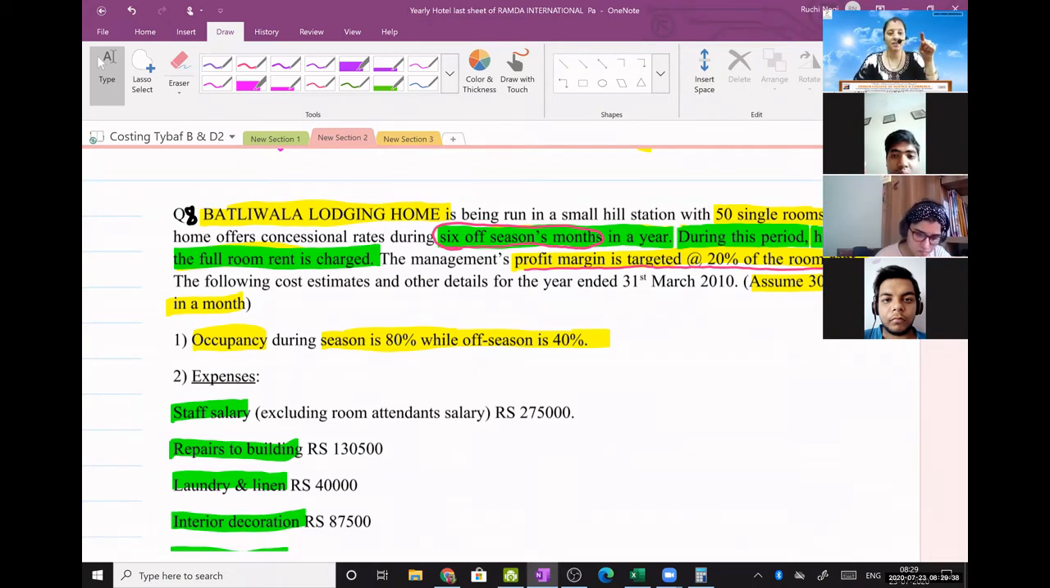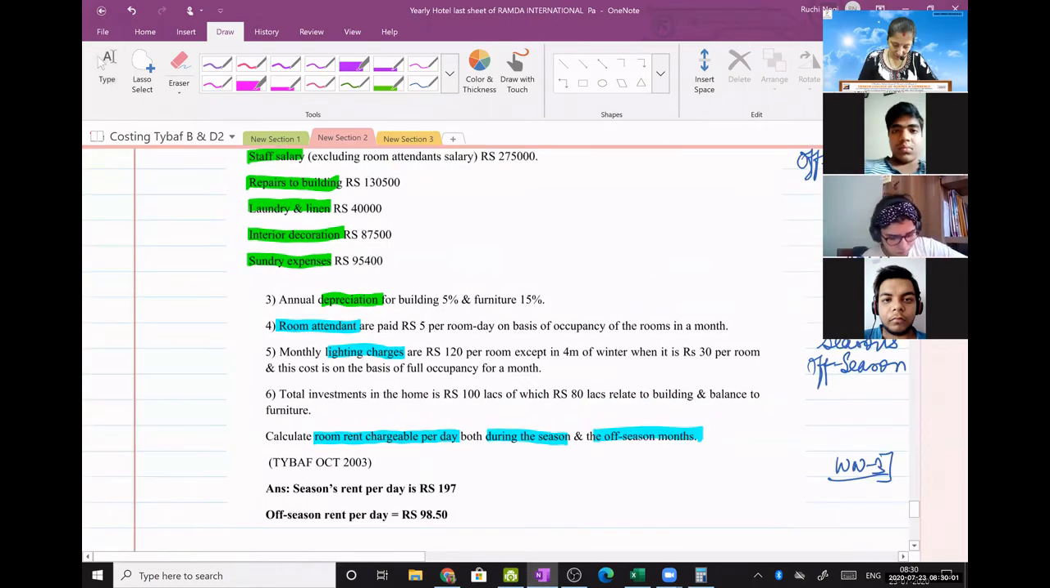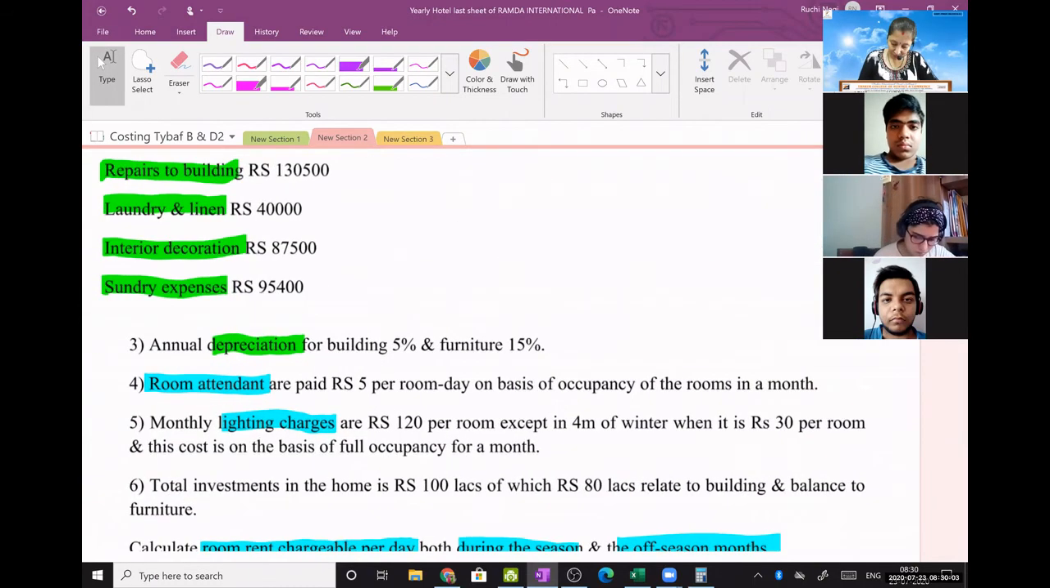How you had in your FYJC and SYJC, correct? Some words like wages and salary: if the first word is wages, then it goes to the trading account. If it is salary and wages, then we take it to the P&L account. That concept. So laundry, interior decoration, it is fixed cost. Next, sundry expenses, fixed cost. Annual depreciation for building 5% and furniture 15%. So depreciation is a fixed cost.